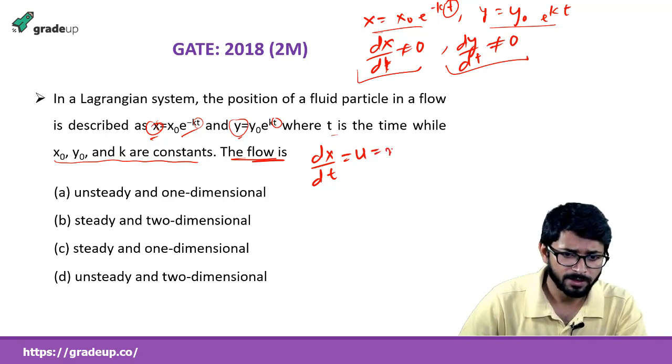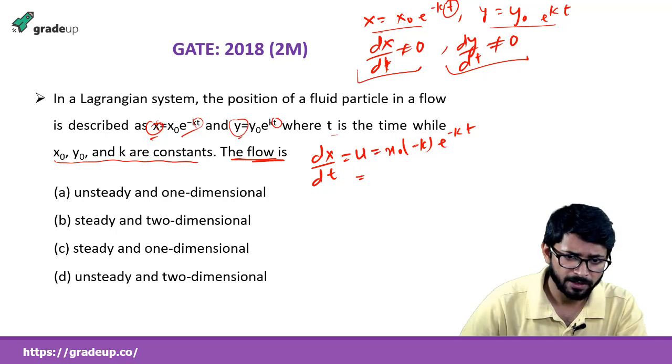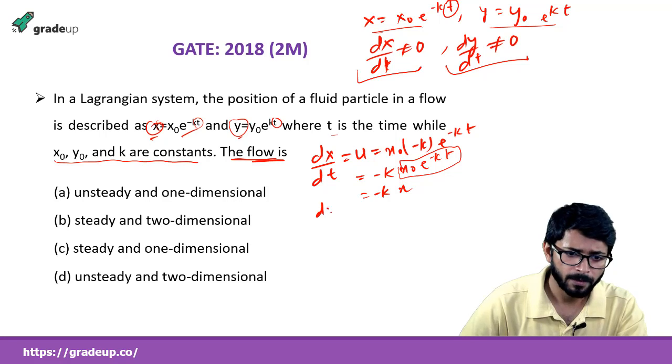So what will we get? x naught into minus k into e to power minus kt. Taking minus k outside, we get minus k times x naught e to power minus kt, which is the value given already, equal to x. Similarly, dy by dt gives the velocity in the y direction. We differentiate it and get y naught k e to power kt. Taking k outside, the remaining part will be equal to y.